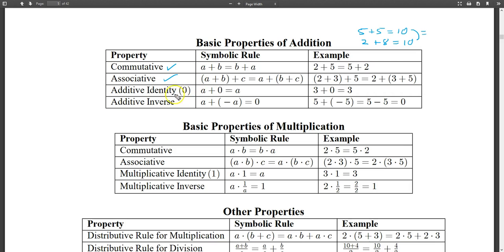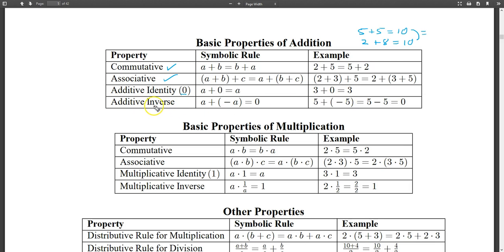You also have what's called the additive identity. That's the number 0. It's called the additive identity because any number A plus 0 just gives you back A. So of course 3 plus 0 equals 3, for example.